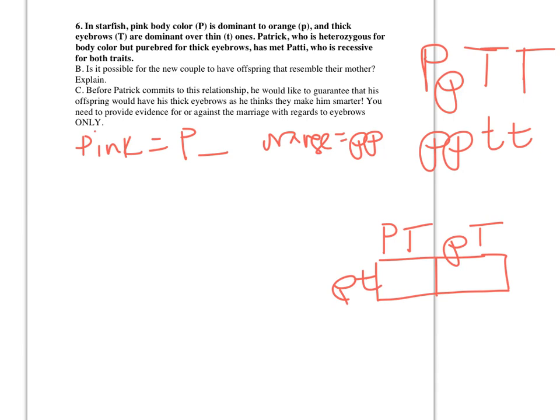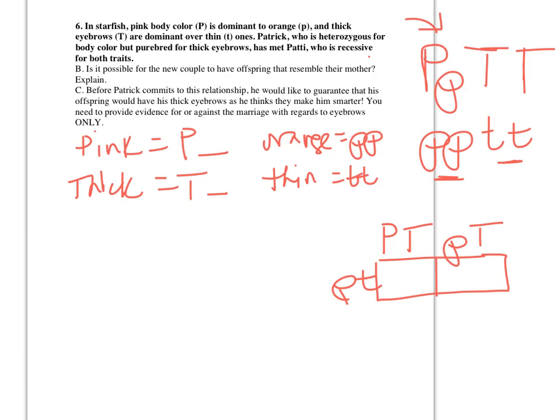And then thick eyebrows are dominant over thin. So if you have thick eyebrows, you're T blank. The only way you can have thin is little t. So then Patrick is heterozygous for body color, but purebred for thick eyebrows. So that's Patrick right there. And then he has met Patty, who's recessive for both.